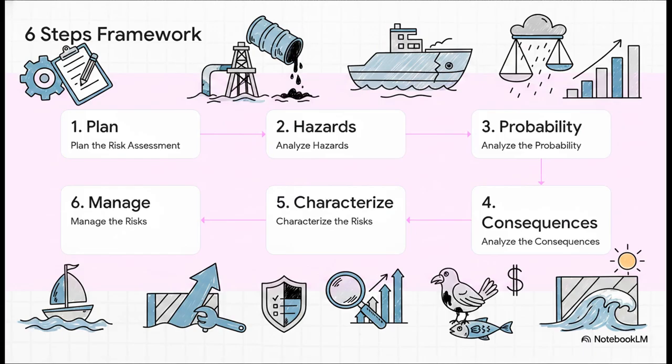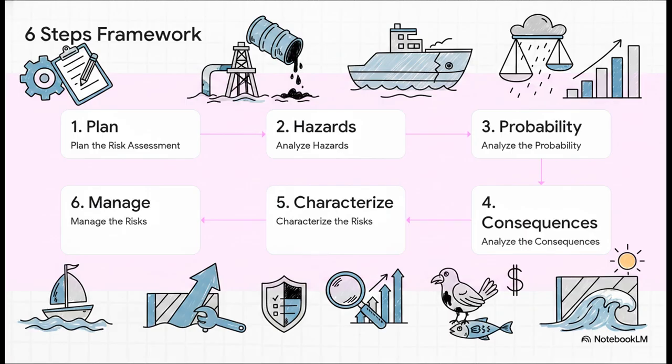Okay, so here is the complete roadmap. Step 1, plan the risk assessment. Step 2, analyze hazards. Step 3, analyze probability. Step 4, analyze consequences. Step 5, characterize risks. And finally, Step 6, manage the risks. Just hearing that progression, you can immediately feel the logic. It's a clear journey from pure preparation all the way to active management.